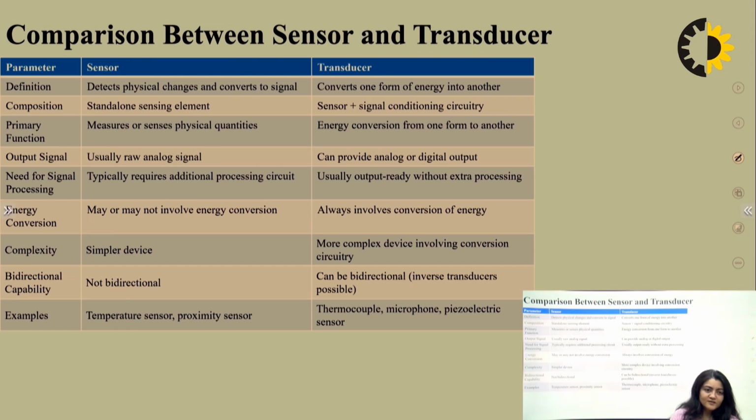Like you have a piezoelectric: if you provide some force in, it will change into some kind of electric signal, but if you provide an electric signal, it will not vibrate. But in a transducer, you will see that if you provide an electric signal, then it will vibrate.